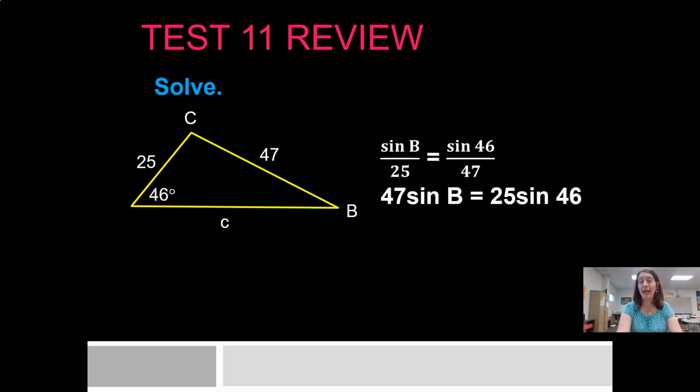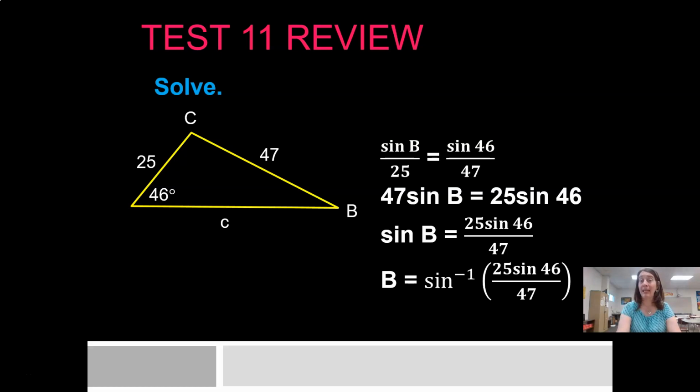To start getting the b by itself, there's going to be two steps that we had to do. The first thing was to get rid of the 47, so we divided by the 47. Again, we haven't touched our calculator yet because we do not want to round on these questions. So sine b is equal to 25 sine 46 divided by that 47. The last thing we had to do to get the b by itself was cancel the sine, so we had to do our sine inverse. So the sine inverse of that gigantic fraction, and when I typed that in, I came up with 22.5 degrees on my calculator.